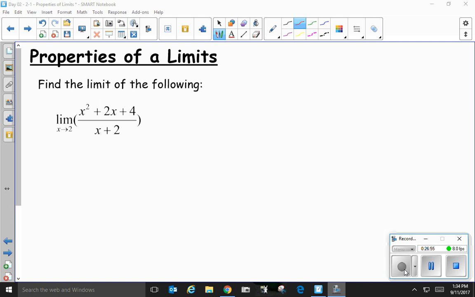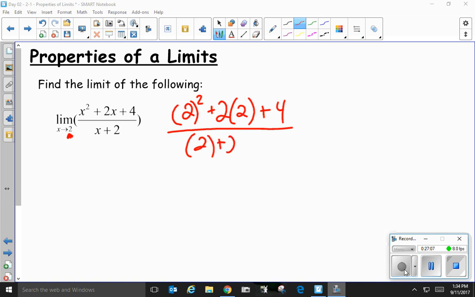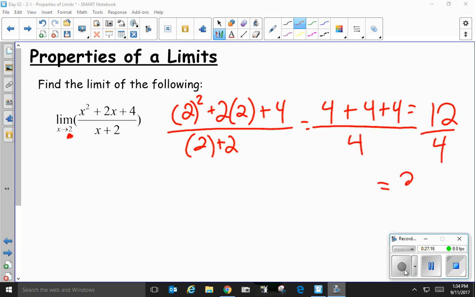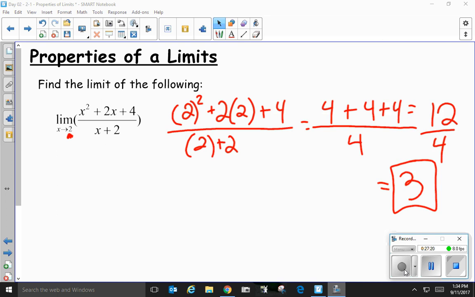1, 2, 3. 3. Because when we throw a 2 in for every x, we got 2 squared plus 2 times 2 plus 4 over 2 plus 2. That's 4 plus 4 plus 4, which we lovingly call 12. Over 4. And 12 divided by 4 is 3. My God, you guys are brilliant. And that's how I'm going to end this.